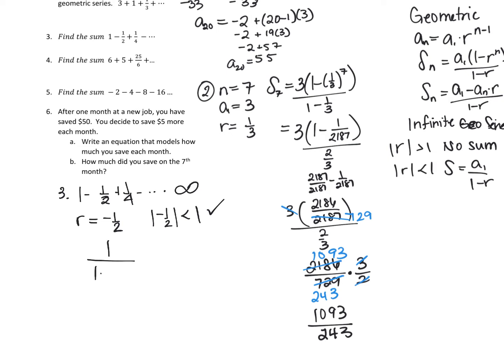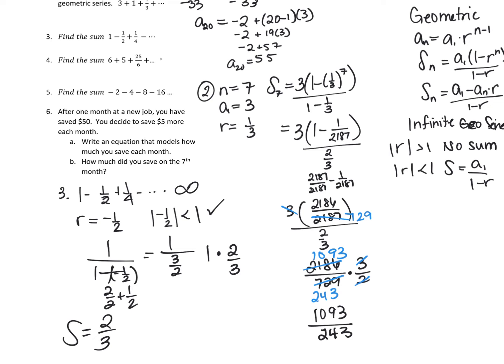1 divided by 1 minus negative 1/2. And that's 1 divided by, keep change, change, 1 plus 1/2 is 3/2, right? 2/2 plus 1/2 is 3/2. And to divide fractions, we multiply by the reciprocal of the denominator. So 1 times 2/3, which is 2/3. So the sum is equal to 2/3.